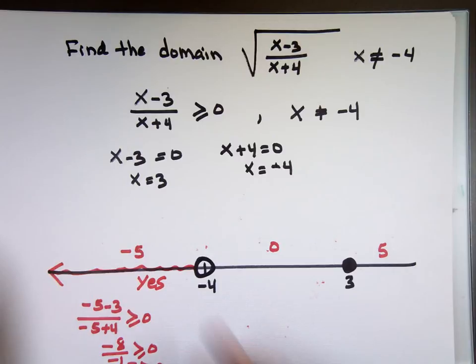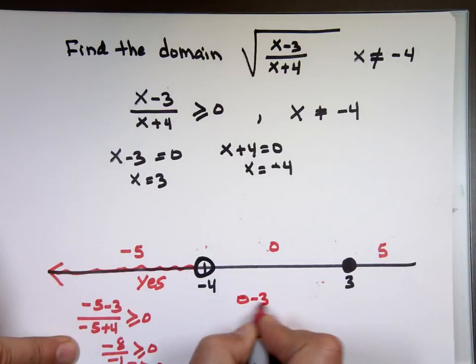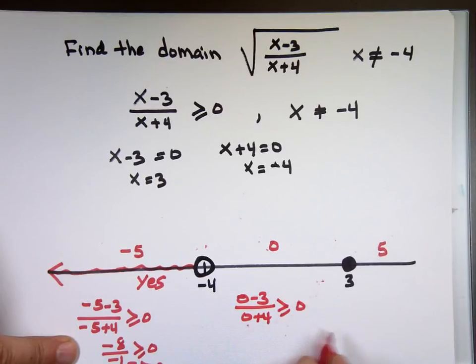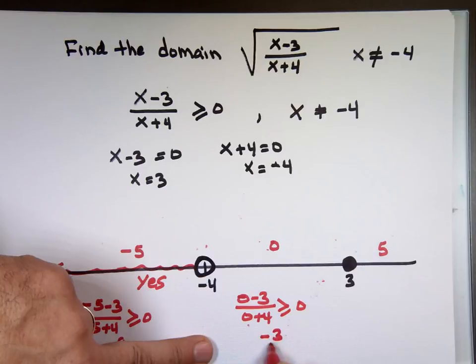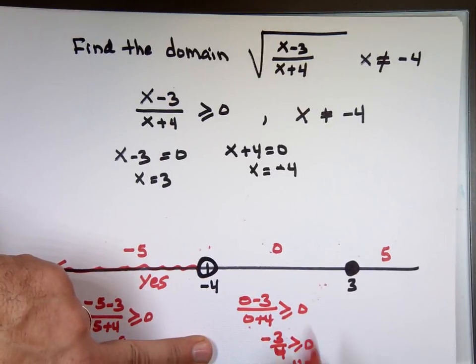Let's try the 0. Is 0 minus 3 over 0 plus 4 bigger than or equal to 0? Is negative 3 over 4 bigger than or equal to 0? No. That's not a solution.